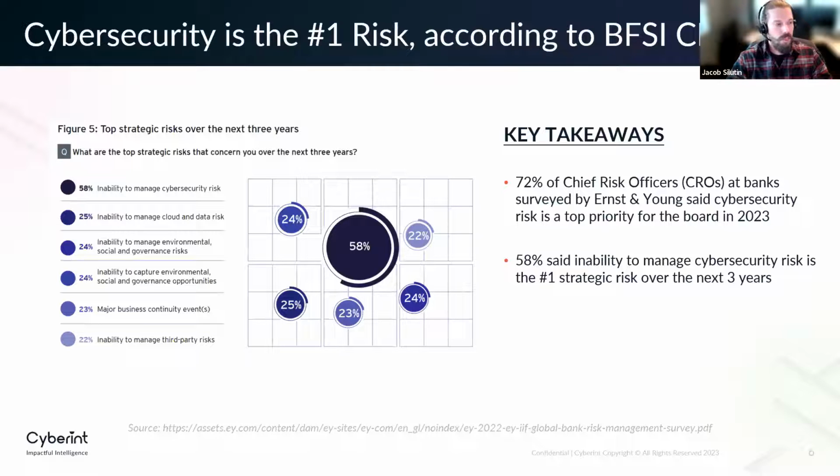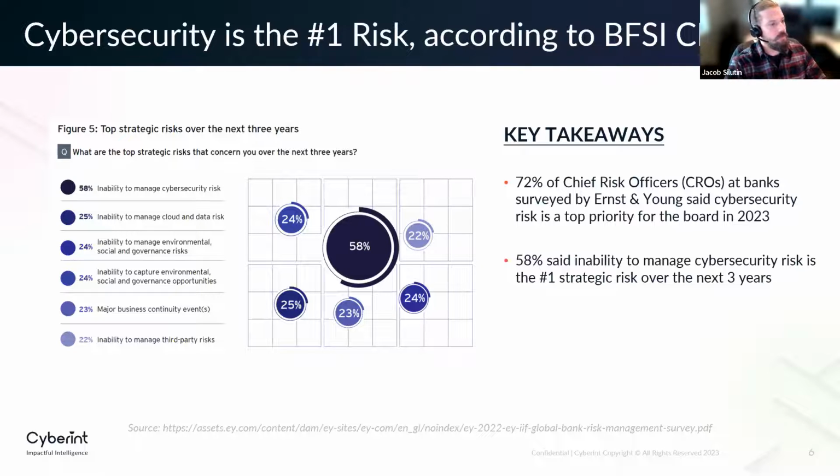This is another interesting survey that was done by EY, Ernst & Young, talking to chief risk officers. So they surveyed, I don't remember how many of them, but they talked about the top priorities for them as risk officers. 72% of the surveyed officers mentioned that cybersecurity is the top priority.